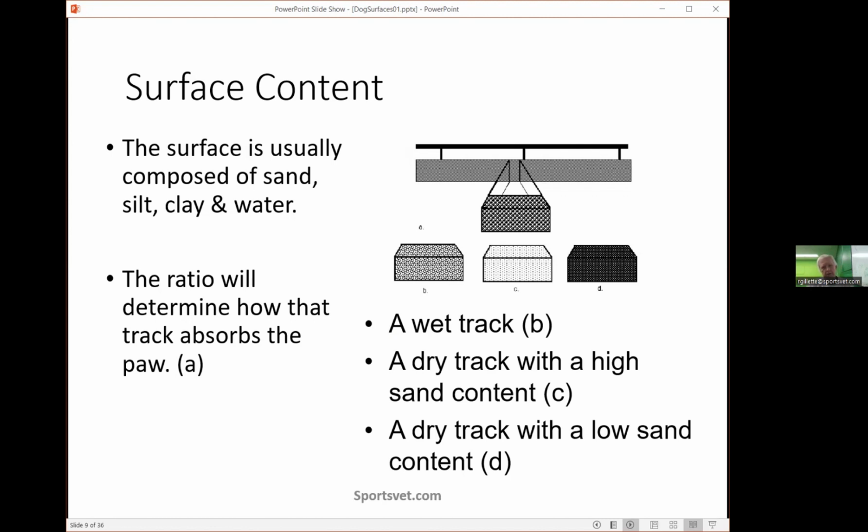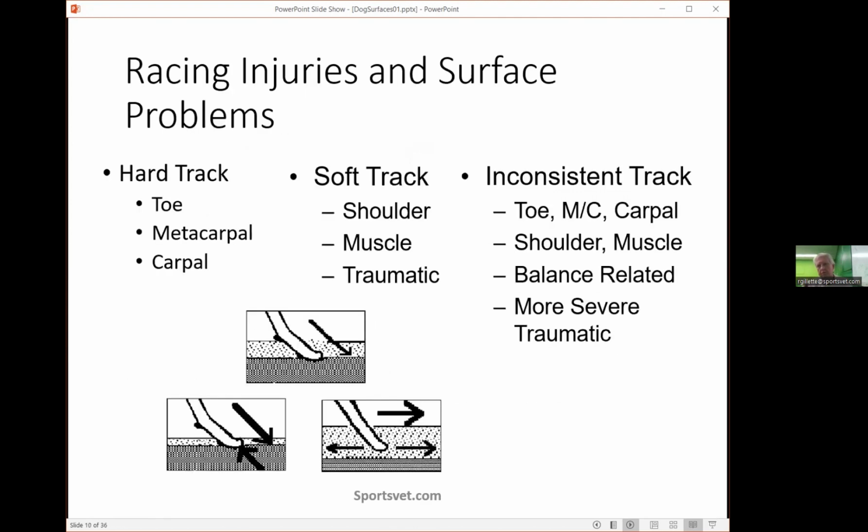You can have wet tracks, you can have a dry track, or you can have a dry track with low sand content, all these different variants, and they all play a role in how the paw hits the surface, or the role in the interaction. We used to use a lot of racing injuries to determine what's going on with the surface. That's really after the fact, and our goal at that time was to try and identify ways to prevent them and use track measurements instead of the injury surveys.